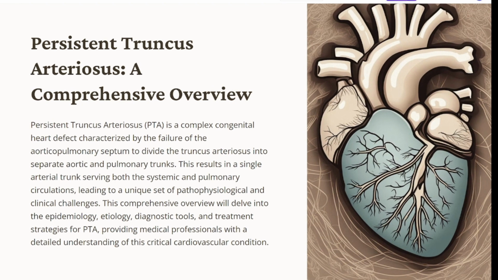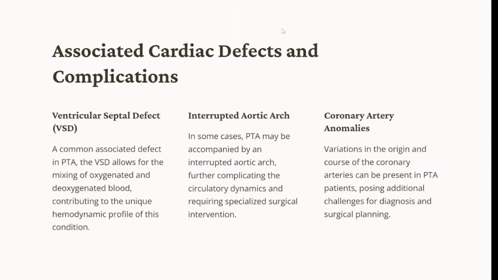Summary of persistent truncus arteriosus for medical professionals. Persistent truncus arteriosus, PTA, overview. PTA is characterized by the failure of the aorticopulmonary septum to divide the truncus arteriosus into separate aortic and pulmonary trunks. This results in a single arterial trunk emerging from the heart, serving both systemic and pulmonary circulations.